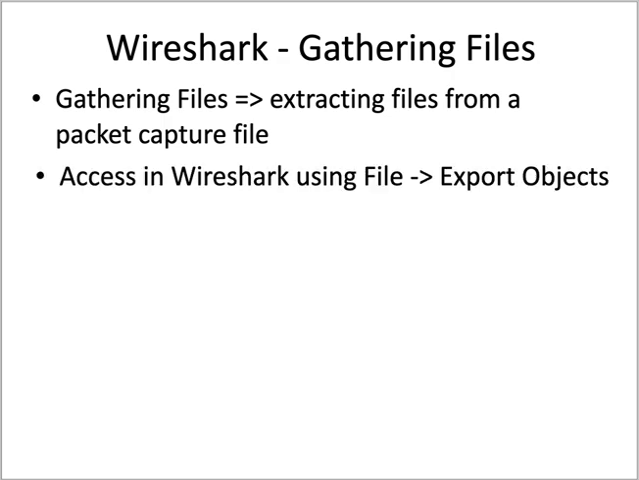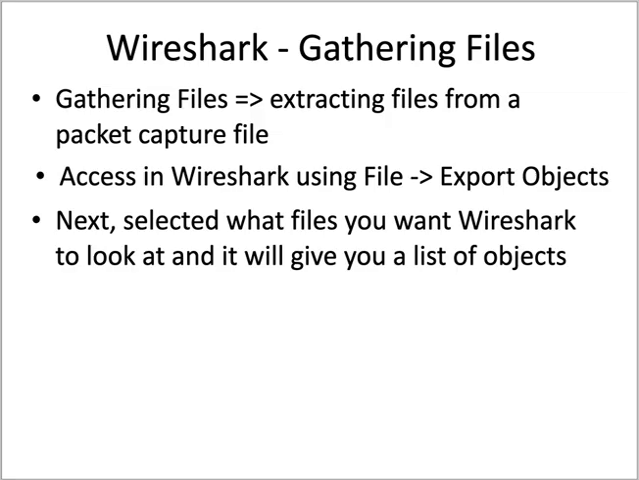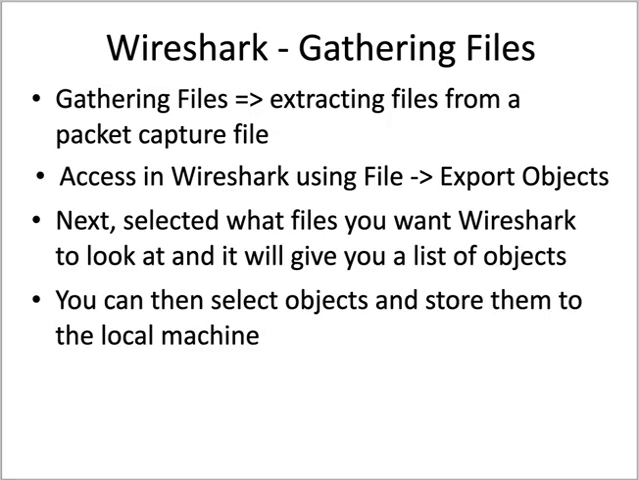What you do is you go to the File menu in Wireshark and choose Export Objects. And then what happens is you then select the files that you want Wireshark to look for. And then you can select objects that are of that particular type and then store them to the local machine.